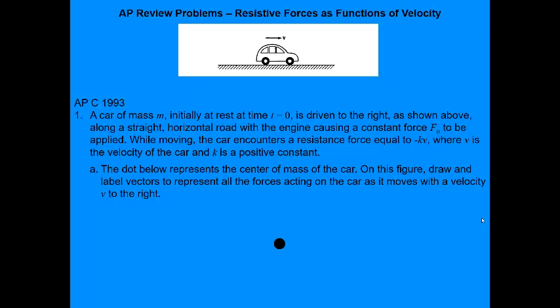As you can see here, you've got a car, and the car is moving to the right with a particular velocity. We've done problems like this, but the difference here is when we get to this part, where the car encounters a resistance force equal to negative kV, where v is the velocity of the car, and k is just a constant. So this is a resistance force that is dependent on the car's velocity.